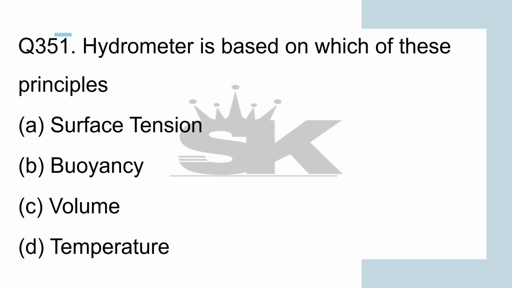Hydrometer is based on which of these principles? So the answer is buoyancy. A hydrometer is an instrument used for measuring the relative density of liquids based on the concept of buoyancy. They are typically calibrated and graduated with one or more scales such as specific gravity. So the answer is buoyancy.